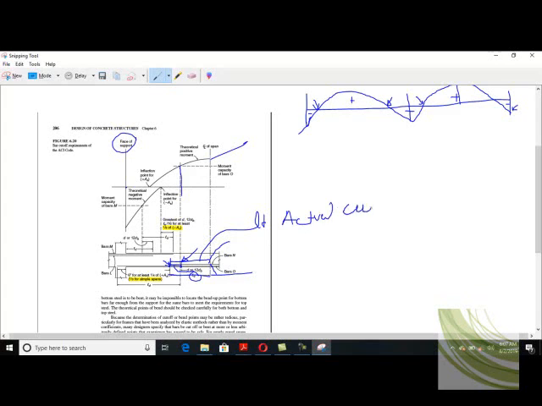your actual cutoff distance, which must be equal to or greater than LD. Clear? This is important. Basically, this actual cutoff distance must be equal to or greater than LD. Clear?